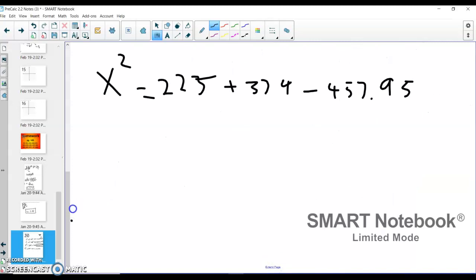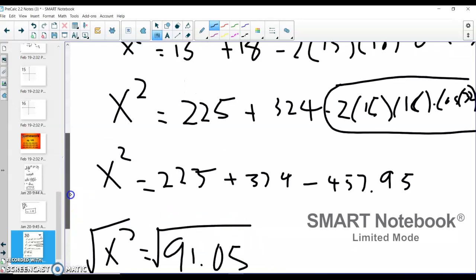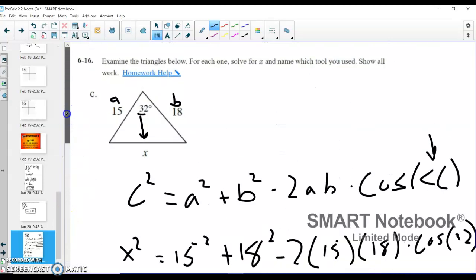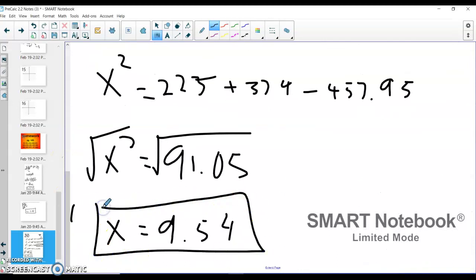Now I just get to add and subtract everything. So this is x squared equals, and let's do the addition and subtraction, 225 plus 324 minus 457.95, and I get 91.05. I have to now square root both sides to get rid of x squared, and I get x equals the square root of 91.05, which is 9.54. Does the answer work? It looks like it could. And so that would be my answer there, 9.54.